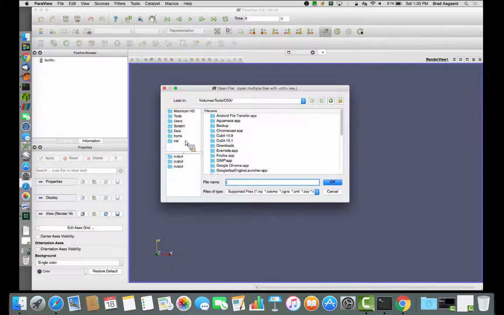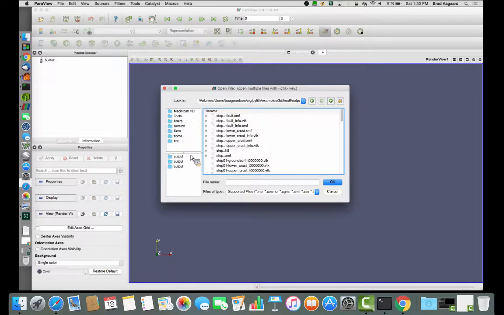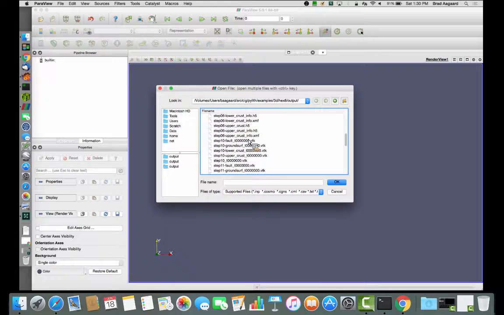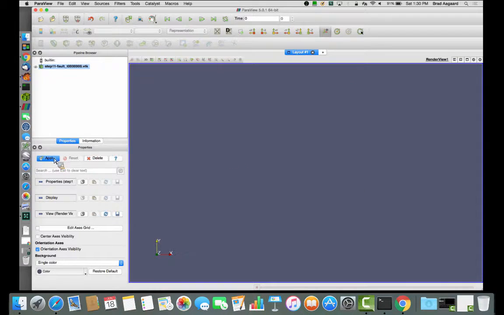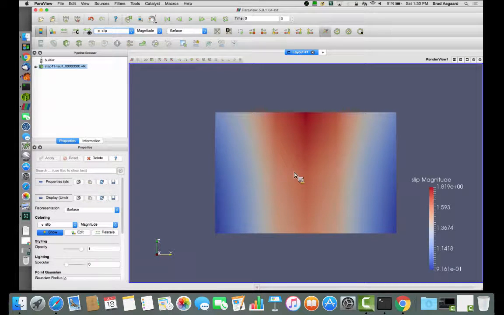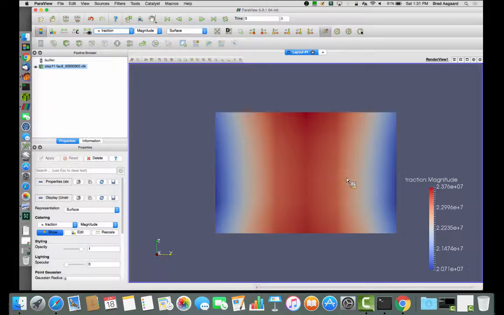So load up step 3 in the faults. No, not step 3. Step 11. So there's our faults. We'll do slip. So on the edges, it's about 0.9 meters of slip. In the middle, it's 1.8. And the reason why we don't have uniform slip is our tractions are not uniform. Oh, that's the magnitude of tractions.